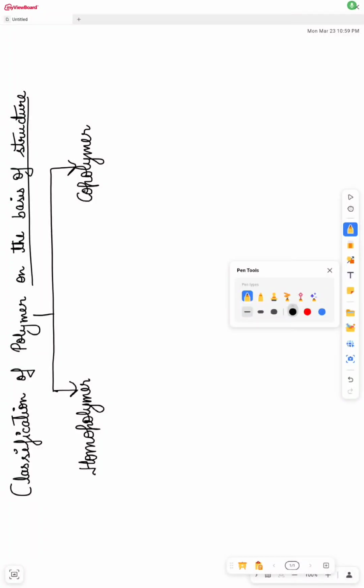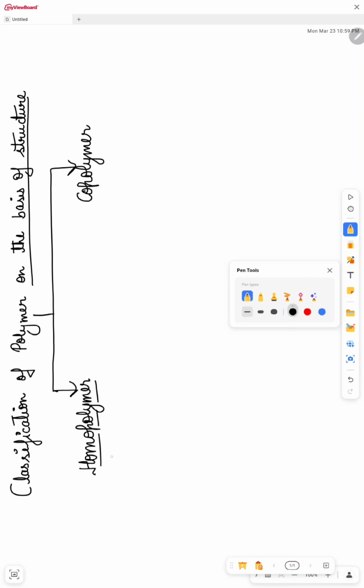Hello students, today I am going to discuss the classification of polymer on the basis of structure. This is very important. Classification on the basis of structure is of two types, homopolymer and copolymer. What is a homopolymer? If two same monomers are joined together, it is known as a homopolymer. Homo means same, poly means many, mer means parts: same many parts.